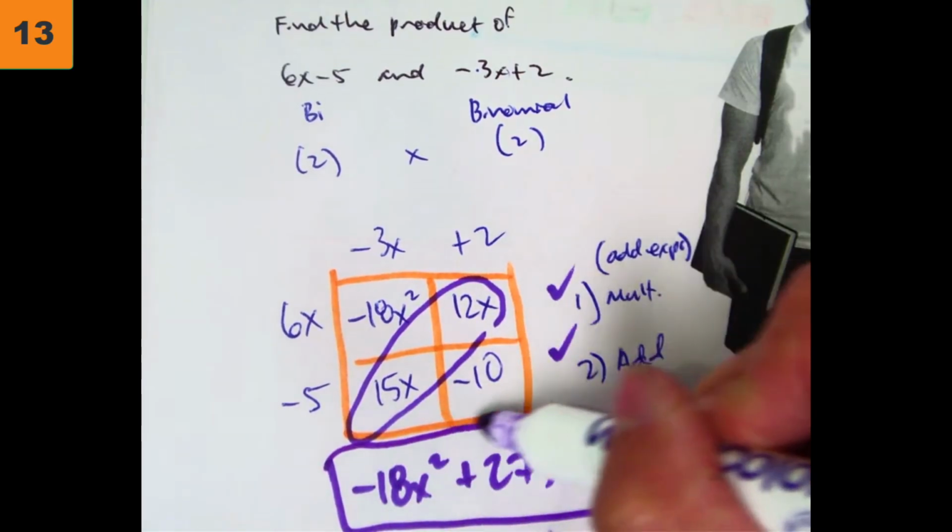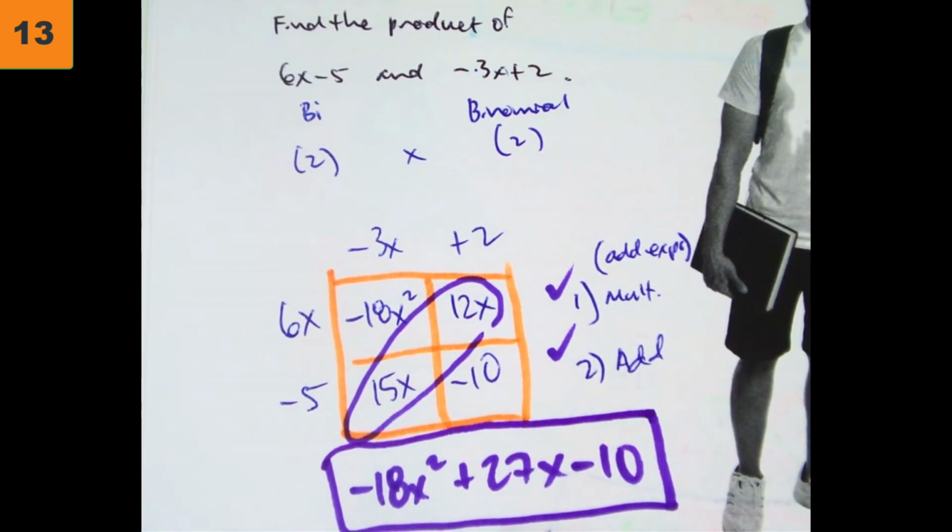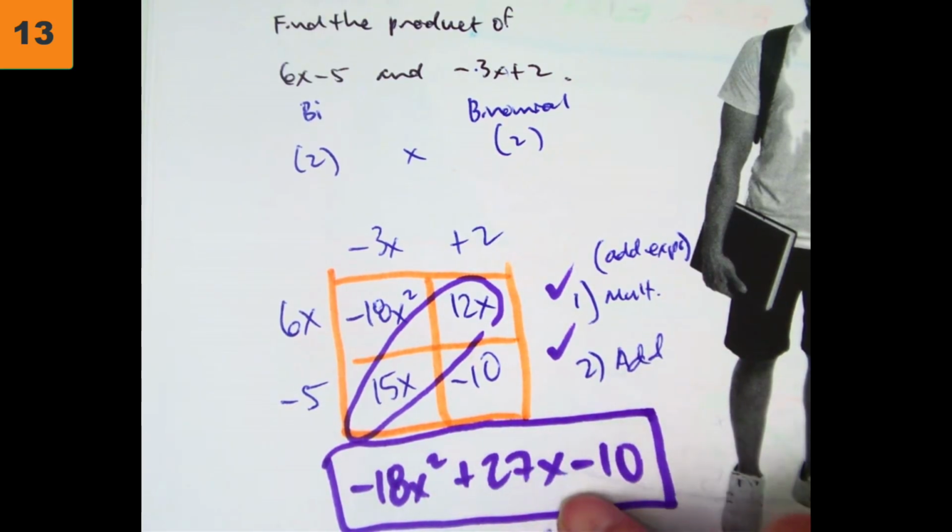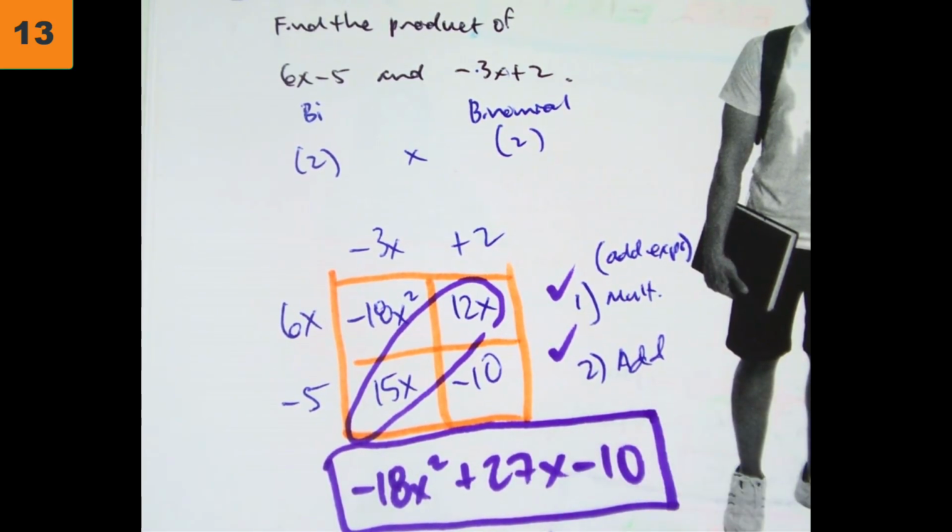Notice how our answer, it's best if you just write them in descending order. Remember, descending is the exponent. 2, 1, x to the 0.